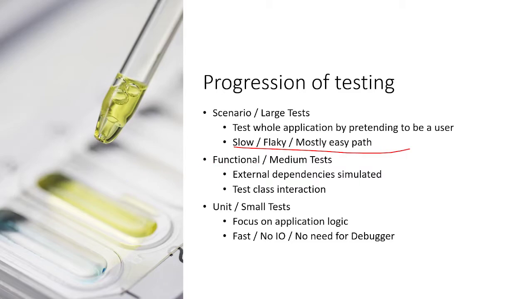There's the functional medium test. External dependencies are simulated, testing class interactions. So we're interacting within these test classes. We also have unit tests, which are the smaller tests. It's focusing on the application logic. It is very fast. No need for input output, and no need for a debugger.